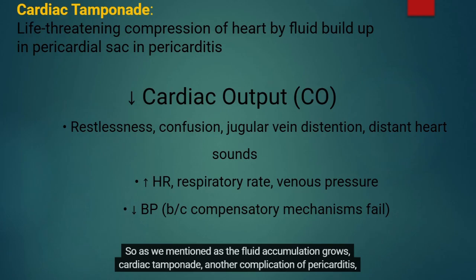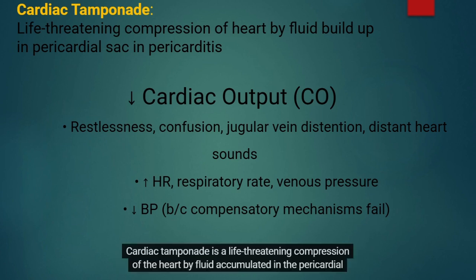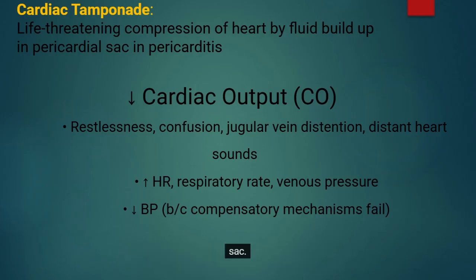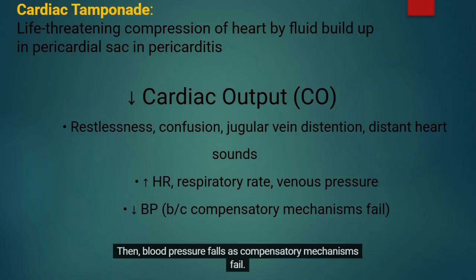As we mentioned, as the fluid accumulation grows, cardiac tamponade, another complication of pericarditis, can occur. Cardiac tamponade is a life-threatening compression of the heart by fluid accumulated in the pericardial sac. Cardiac output decreases. To compensate, the heart rate increases. Then blood pressure falls as compensatory mechanisms fail.